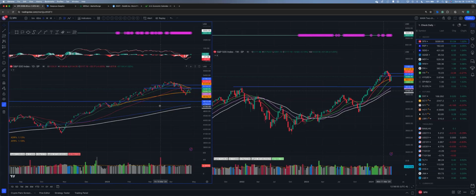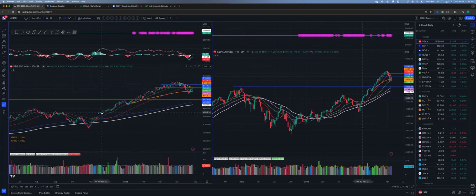Let's jump right into the S&P 500. Before I get into it, the white line is the 200-day on my screen. This blue line is the 150-day, red line 50-day, green line 21 EMA, and the purple line is the 8 EMA.